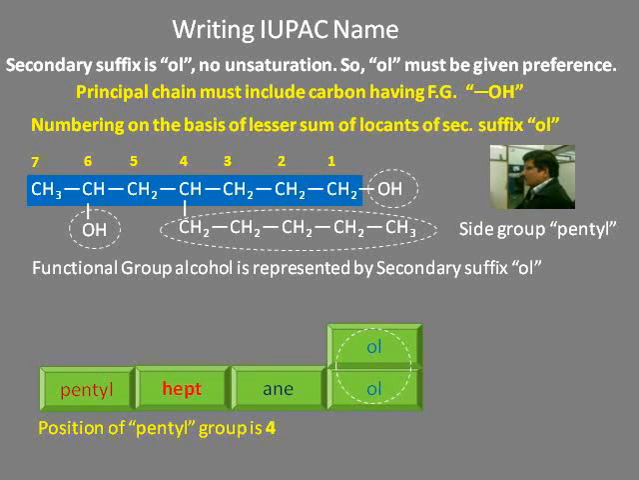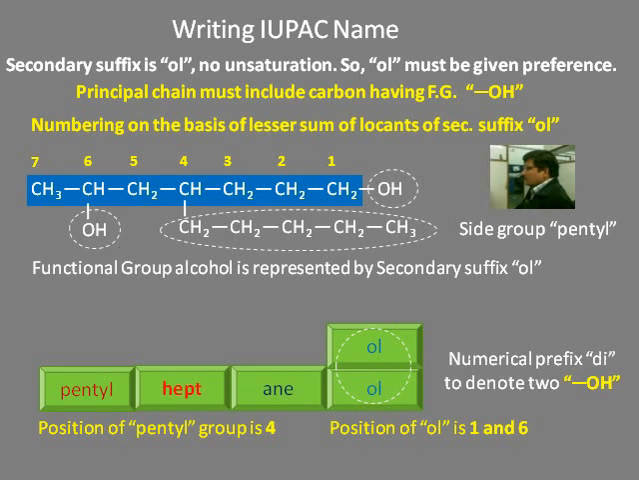Position of pentyl group is 4. Position of ol is 1 and 6. Numerical prefix di to denote 2 OH groups. Name of the compound will be 4-pentyl heptane 1,7-diol. 1,6-diol, sorry.